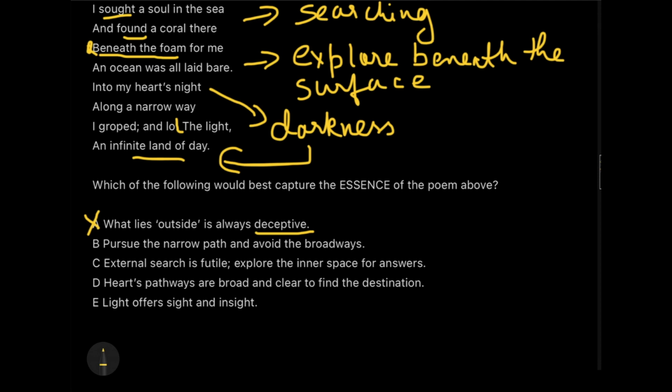Moving to option B. Pursue the narrow path and avoid the broadways. Excuse me, there is no broadways mentioned, and as far as the word narrow is concerned, here the narrow way is inside the heart. So do you think we have to go by this anyway? This is an easy option to eliminate, right? And I'll tell you a trick.